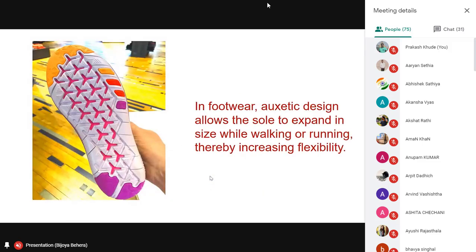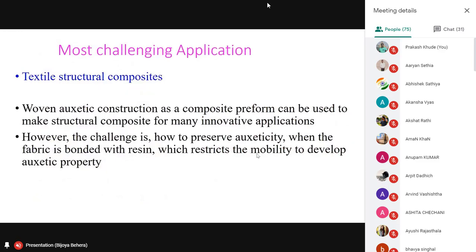This is used nowadays for making auxetic soles of shoes. You can see here in footwear, auxetic design allows the sole to expand in size while walking or running, thereby increasing the flexibility of this material so that the stress on the foot is less and also the life of the shoes is more. The most challenging application nowadays is textile structural composite using auxetic woven structure.